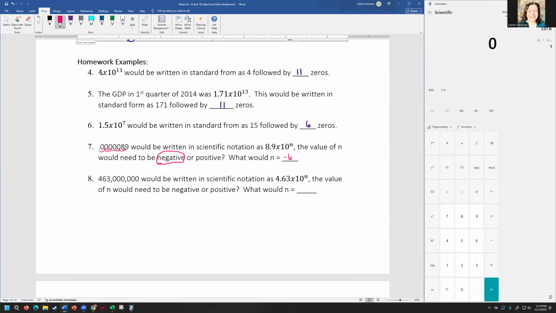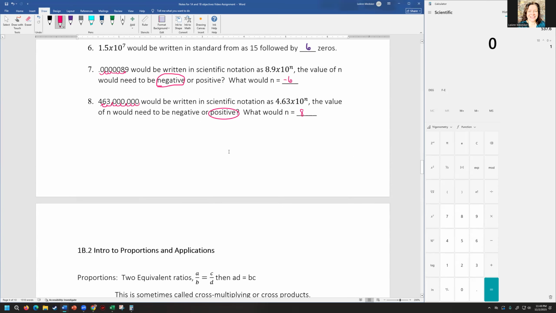463,000 can be written in scientific notation as 4.63 times 10 to the what? This time our number is bigger than 10, our original number. So that's when we said we have a positive exponent. And we would have to move this, the decimal's currently here. So this is 1, 2, 3, 4, 5, 6, 7, 8 places to the left. So our exponent would be a positive 8. Okay, because remember, left, add, right, subtract.